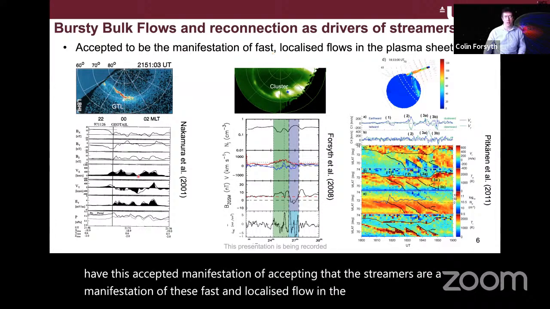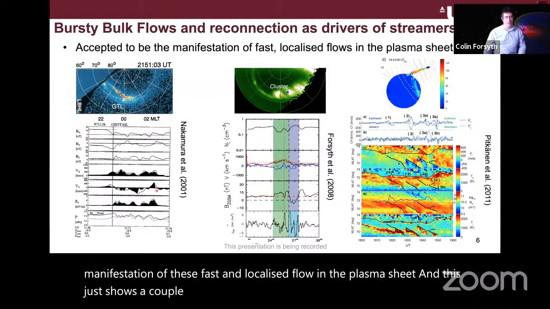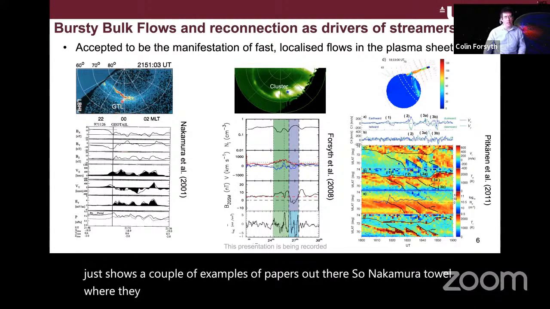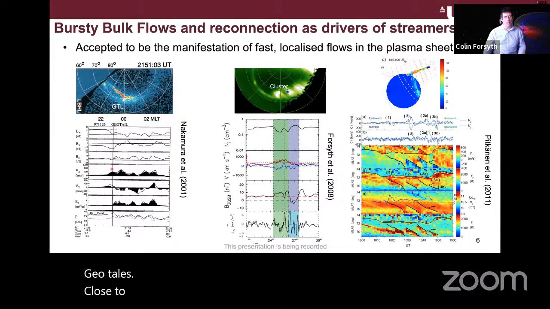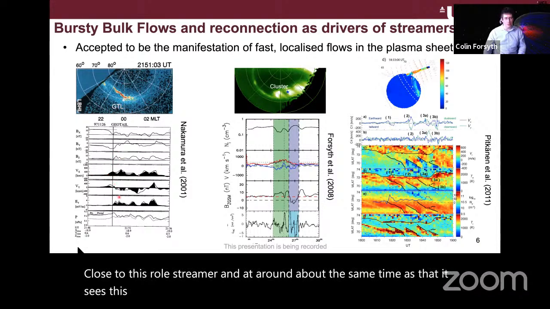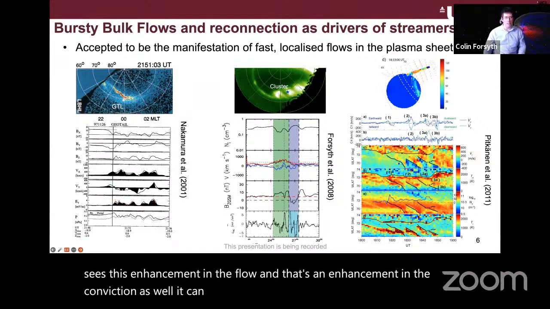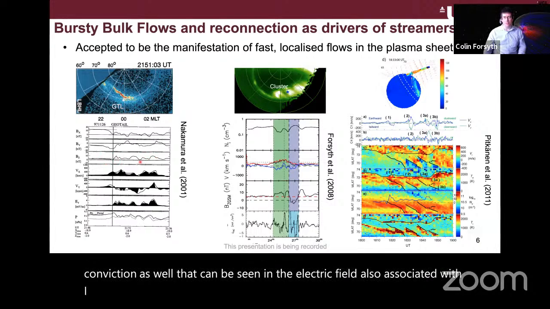And this just shows a couple of examples of papers out there. So Nakamura et al., where they had observations from Geotail. You can see the mapped location of Geotail is close to this auroral streamer, and at around about the same time as that, it sees this enhancement in the flow, and that's an enhancement in the convection as well, that can be seen in the electric field, also associated with a dipolarization of the magnetic field within that flow region.